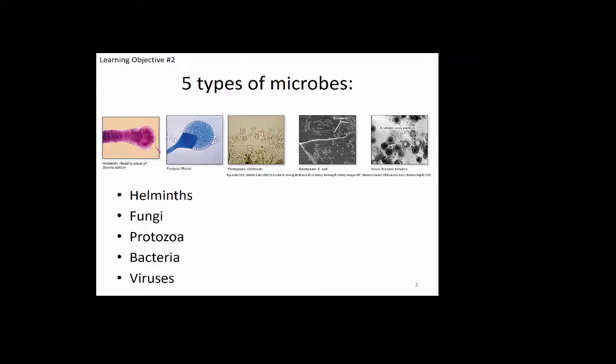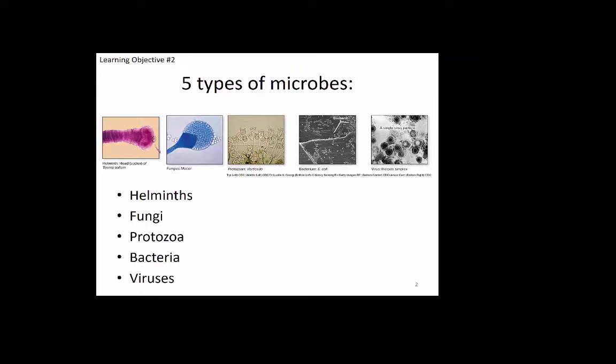The fourth group are the bacteria, which we will largely focus on in this course. The bacteria are unicellular, so one cell is an individual organism. That cell is prokaryotic, so does not have a nucleus, but it does have a cell wall.